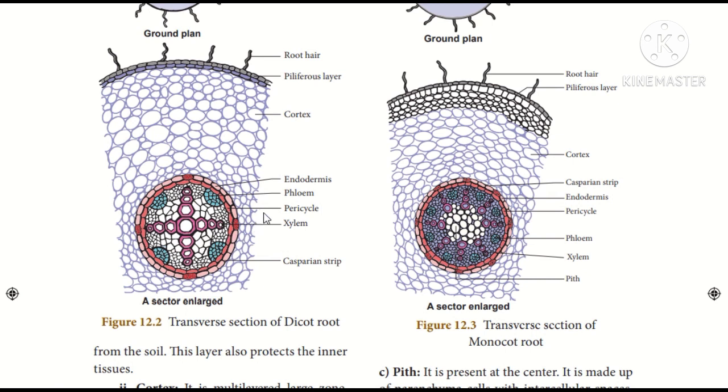And in between the xylem and the phloem, we have a tissue. This tissue is called conjunctive tissue. Very important general question: in dicot root, it is made up of parenchyma, a type of simple tissue. And the last one is about the pith. The central portion is occupied by a large pith, and it consists of thin-walled parenchyma.